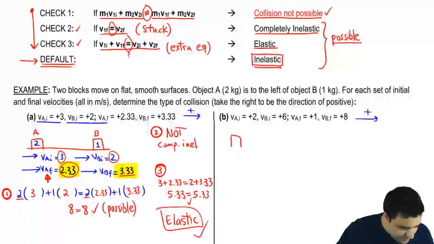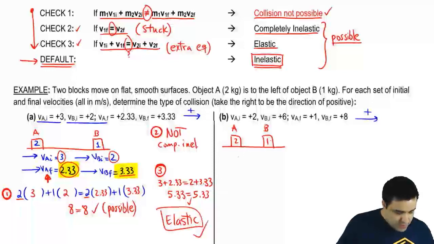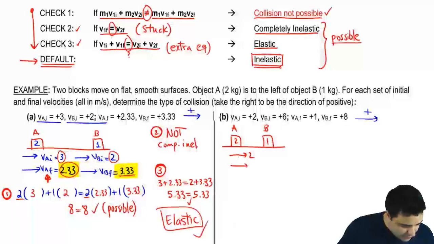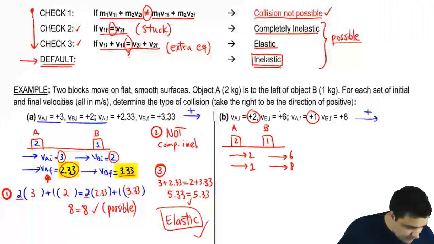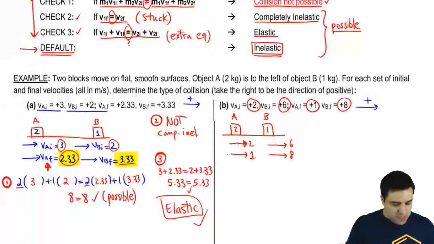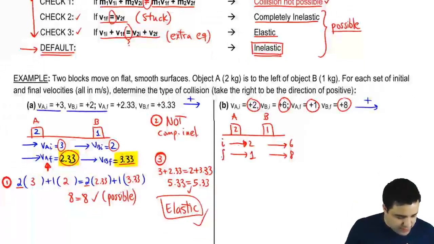All right, so same thing here, just different numbers. Let's set it up, A and B. A, B, 2, 1. The velocities for A are 2 positive and 1 positive, 2 and 1. And for B, it's 6 and 8. So these are initial and these are final.